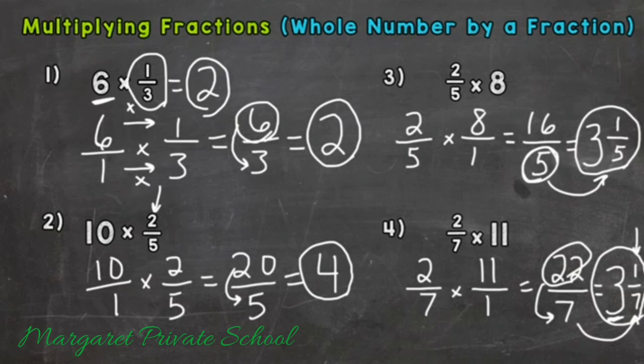So there you have it, multiplying a whole number by a fraction. Just remember, you put your whole number over 1, and then you have a numerator and a denominator, and you can multiply straight across.